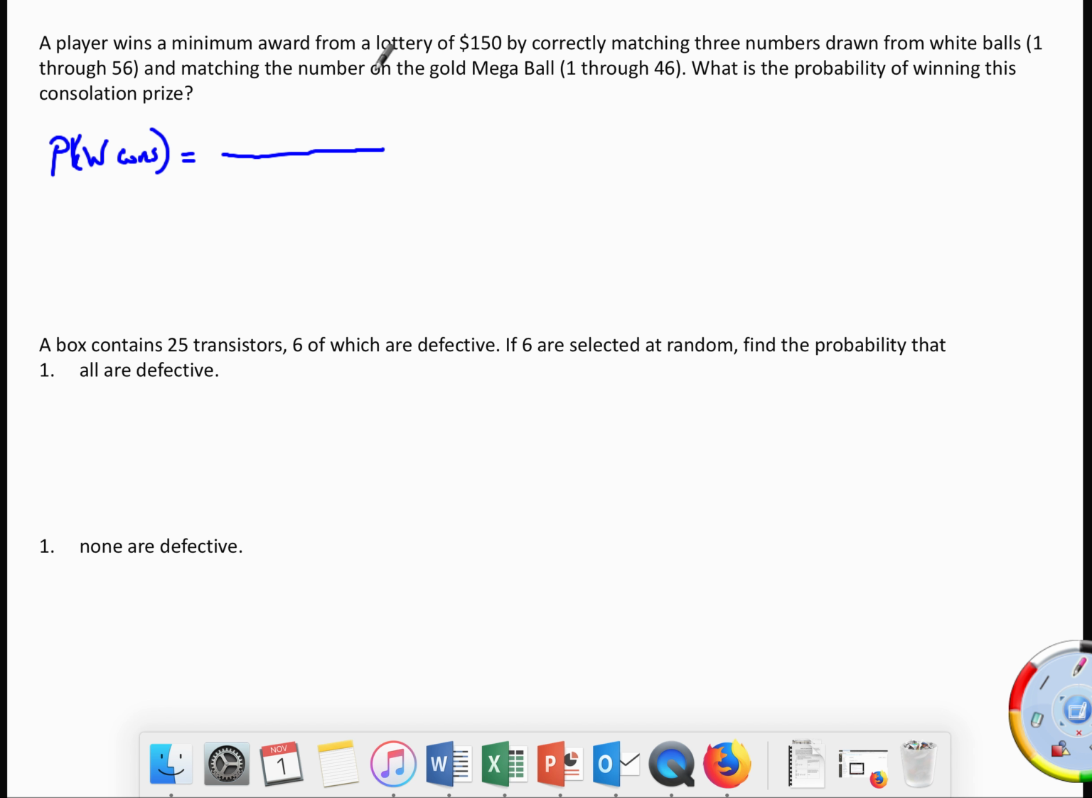Yeah, I'm sorry about that. I missed a little bit of information on this question. So we need to know that you choose 5 numbers from the white balls and 1 from the gold ball. So then keeping that in mind, there's 56 balls this time that you're going to choose your 5 from. And using the fundamental counting principle, there's 46 balls this time that you're going to choose 1 from.